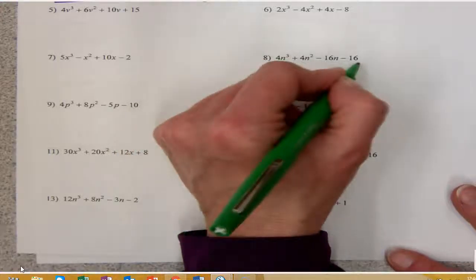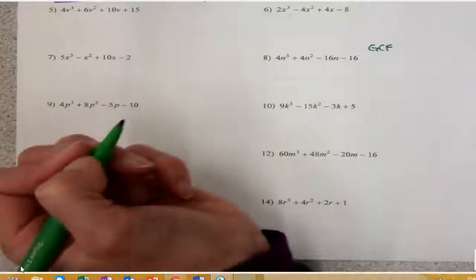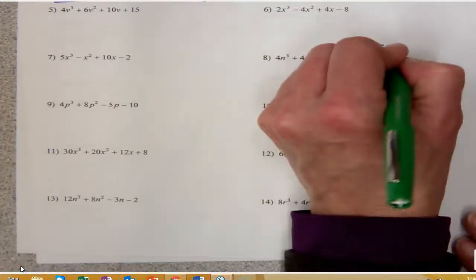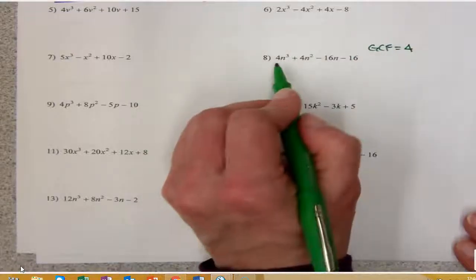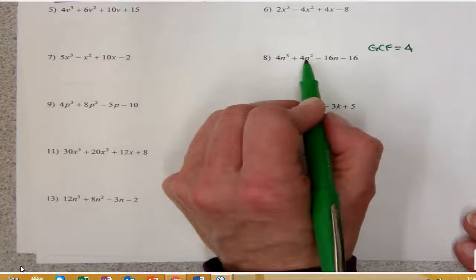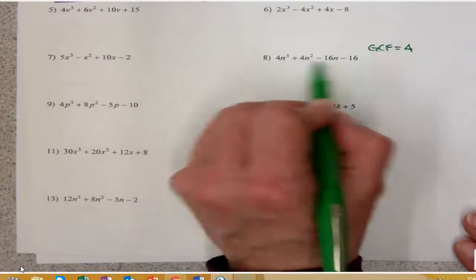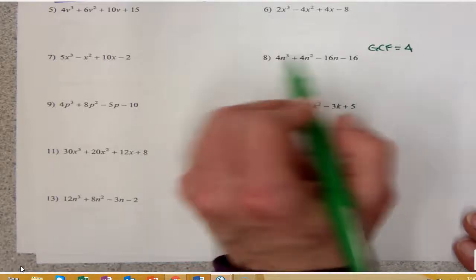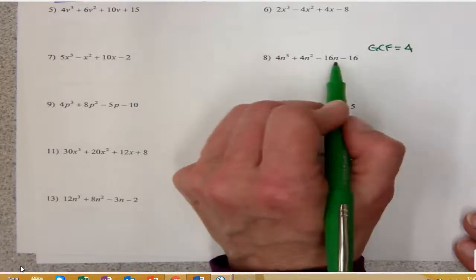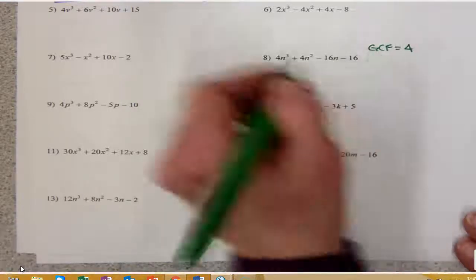Is there a greatest common factor? So I have to look, greatest common factor. It would be 4, because 4 goes into 4, 1, 4 goes into 4, 4 goes into 16. I cannot take any variables out because this has 3, this has 2, this has 1, but this has none. Unless they all have it in there, I'm not going to take it out.